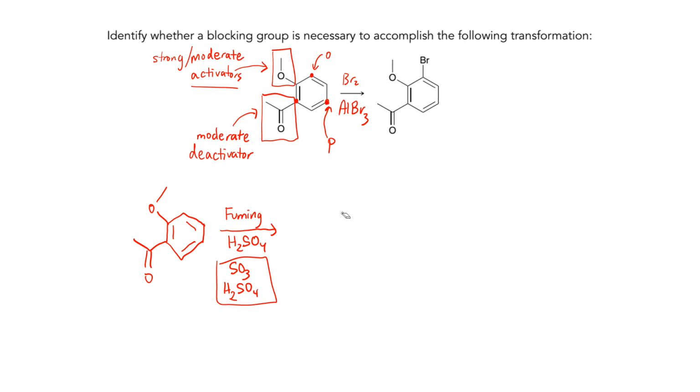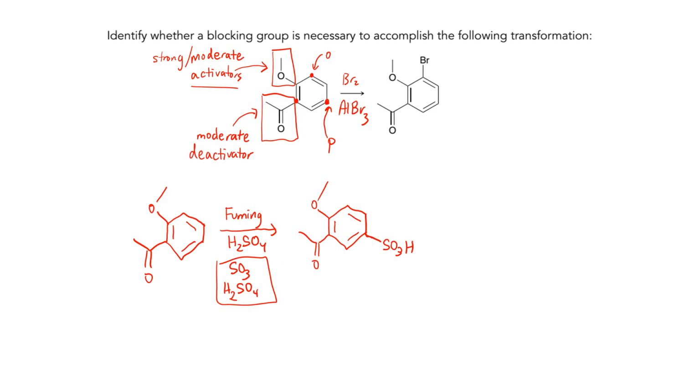Oh, let me redraw that. That was really bad. Okay, so you're going to get an SO3H at the para position, right? The para position relative to the methoxy group, the activator.